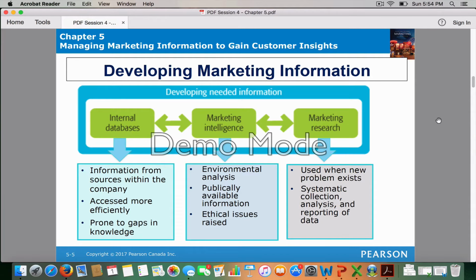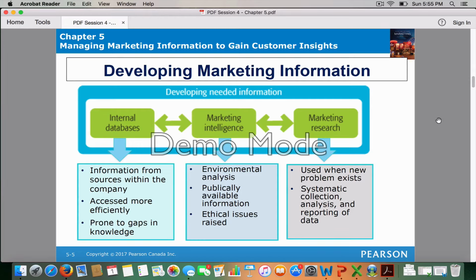When it comes down to developing marketing information, this is really what we're going to spend the bulk of our time talking about in this session. There are really three broad places you want to look when you're gathering information. The first place you want to look is at any internal databases that your company might have. Your company may already be collecting really good and valuable information about customers. And if they do, that's a great place to start.